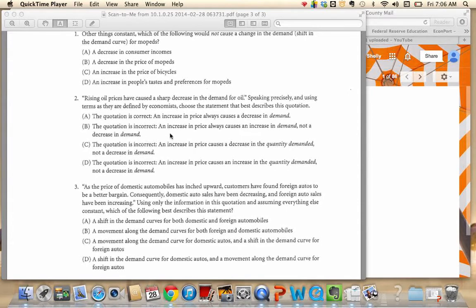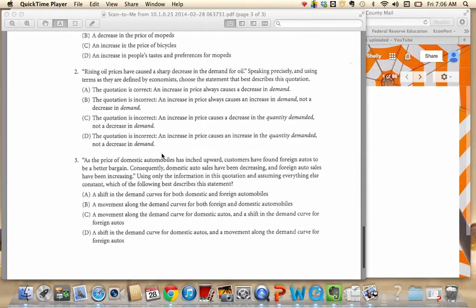B says the quotation is incorrect: an increase in price always causes an increase in demand. No, a change in price does not change demand. The quotation is incorrect: an increase in price causes a decrease in quantity demanded. That's true. They go in opposite directions, not a decrease in demand. So we know that C is the answer.